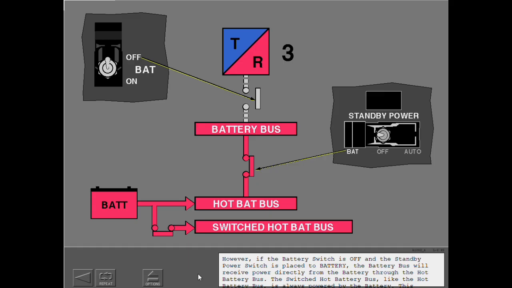However, if the battery switch is off and the standby power switch is placed to battery, the battery bus will receive power directly from the battery through the hot battery bus. The switched hot battery bus, like the hot battery bus, is always powered by the battery. This ensures an uninterrupted flow of power to certain vital circuits in the airplane when the battery switch is on.